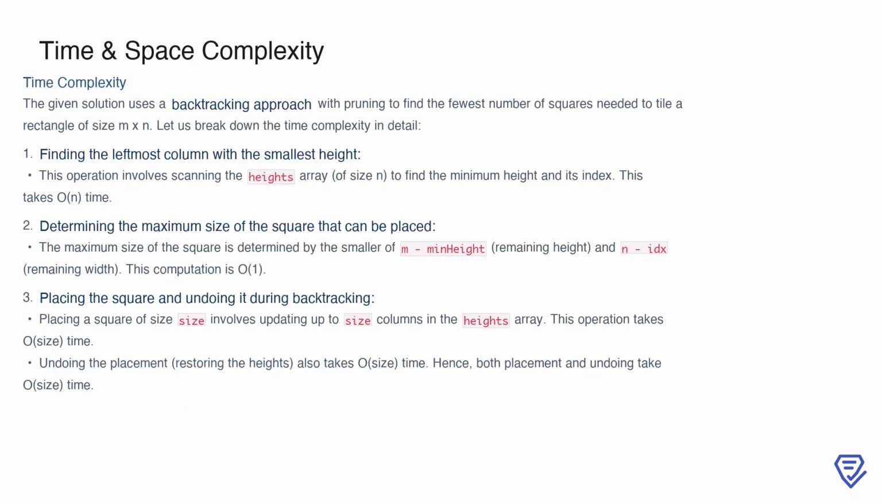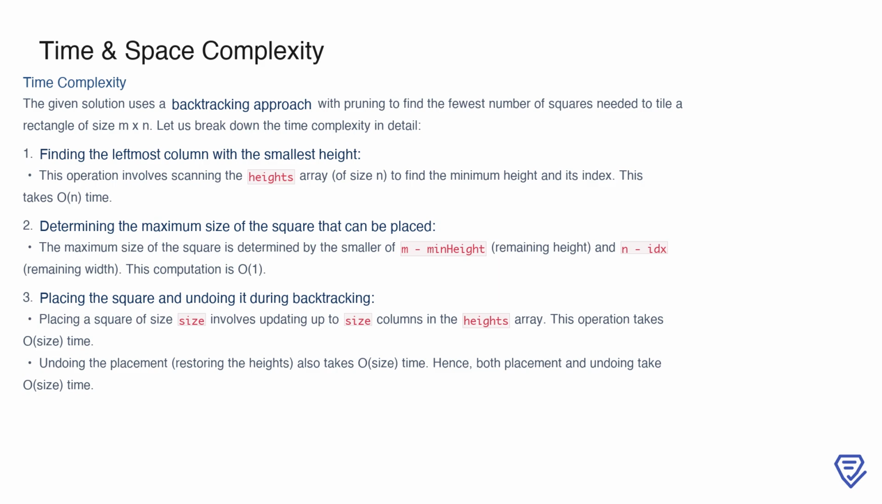To understand the time complexity of this solution, let's start with the backtracking approach and its components. First, finding the leftmost column with the smallest height is crucial for determining where to place the next square. To do this, we scan the heights array, which has a size of n, and finding the minimum height and its index takes O(n) time. Next, determining the maximum size of the square that can be placed involves a simple calculation based on the remaining height and width of the rectangle. This calculation is constant time, or O(1).